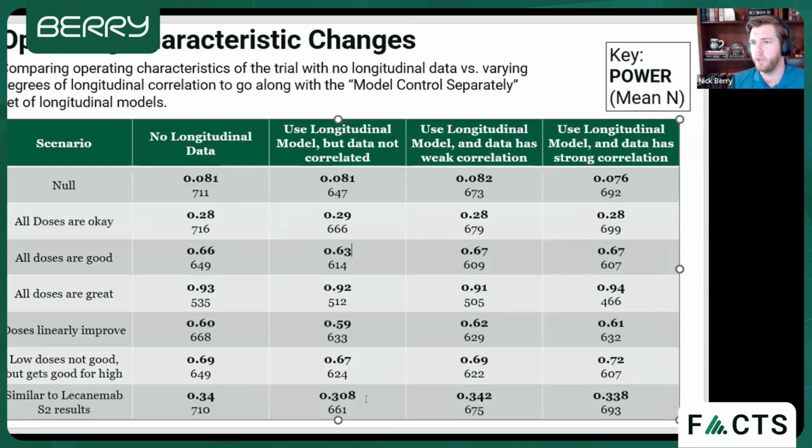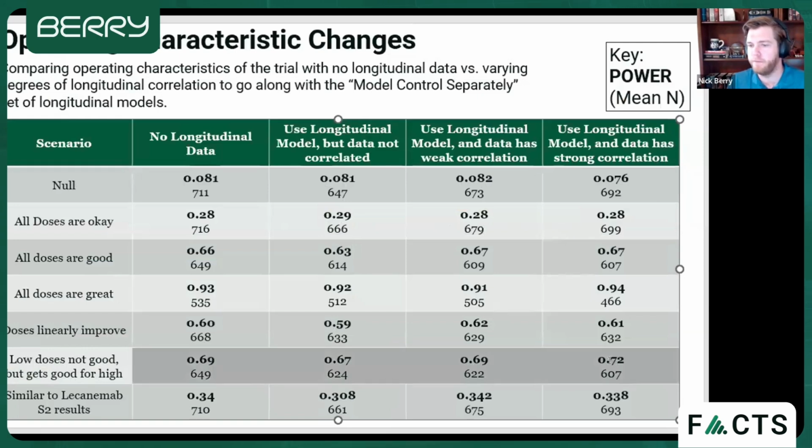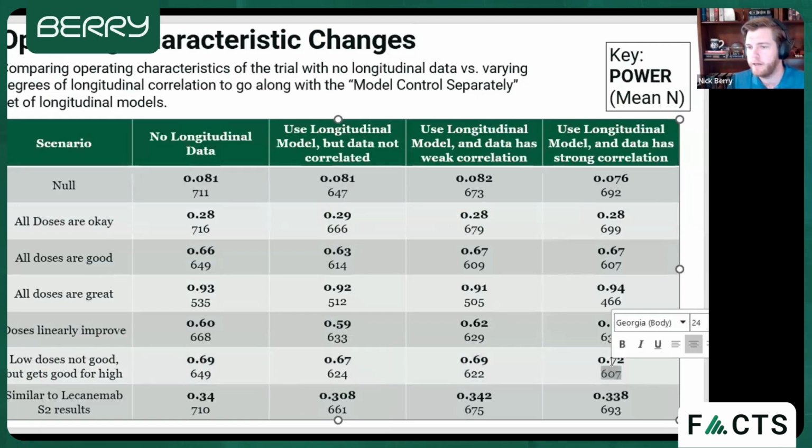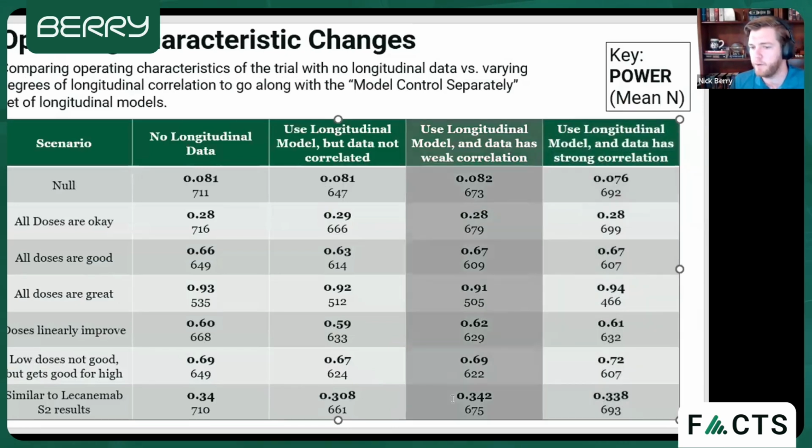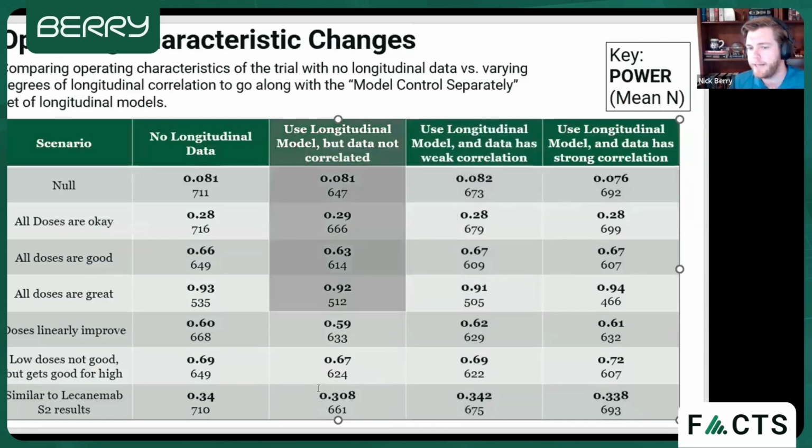But these patterns hold largely throughout all of these rows. So generally, if the power is above 50%, the longitudinal model gives us the most benefit when there's strong correlation, gives us less benefit when there's weak correlation. And it does give us a reduction in sample size.